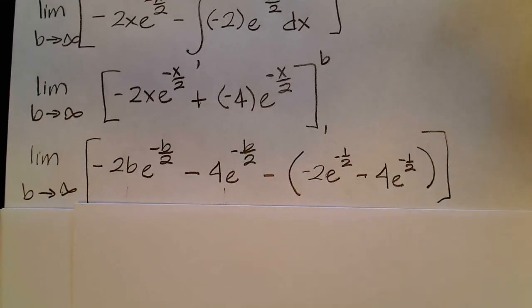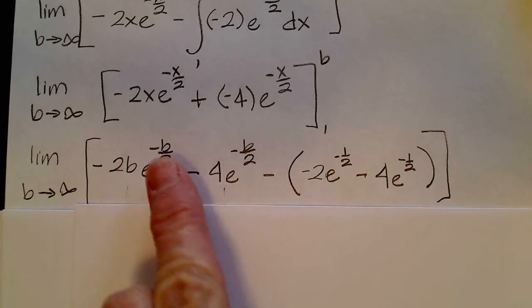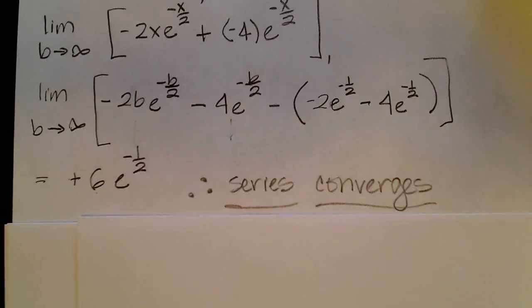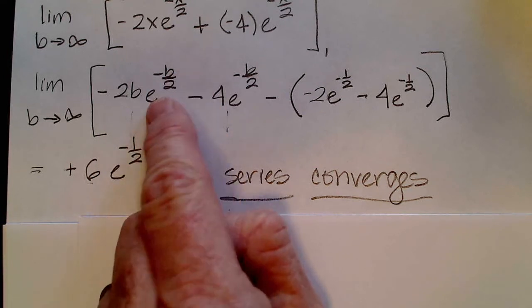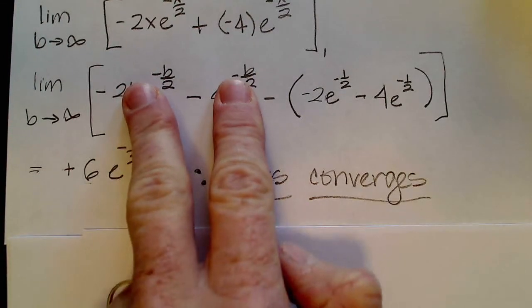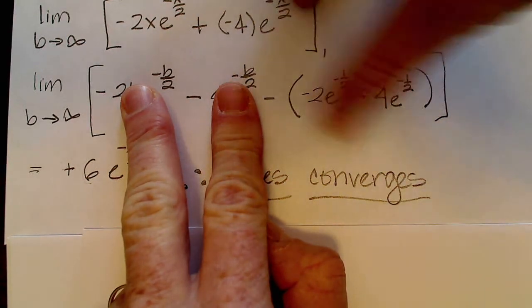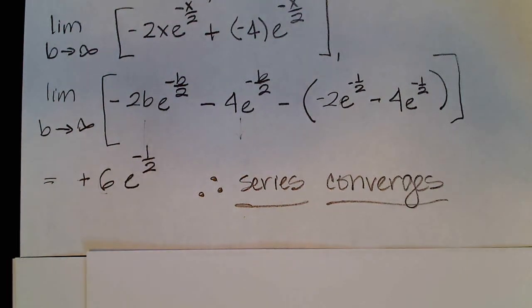So I make my substitution. Here, these become constants. And here I have terms involving b. So what I'm going to do is let b go to infinity, and what happens is these pieces all go to 0 because this e term goes in the denominator. So these two go to 0, and I'm left with negative of these two put together, and I end up with 6e to the negative 1/2. So my series converges. Let's move on to the next problem.